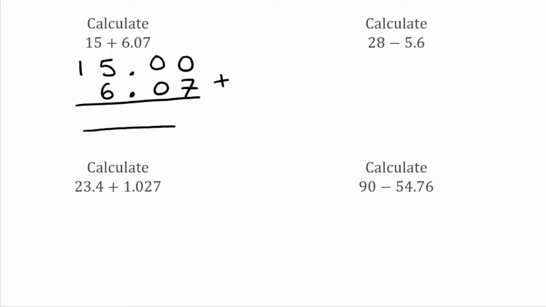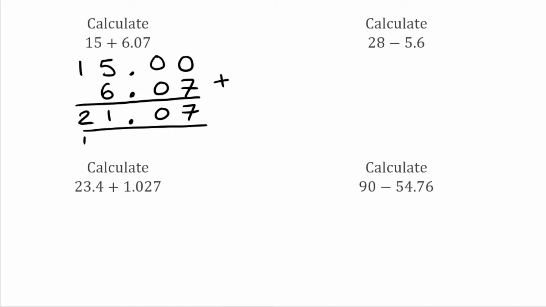We can do like we've done with the other examples, start from the right-hand side. We've got 0 add 7, which is 7, 0 add 0, which is 0, 5 add 6, which is 11, so 1 carry the 1, and then 1 add 1 is 2. So our answer to this first question would be 21.07.